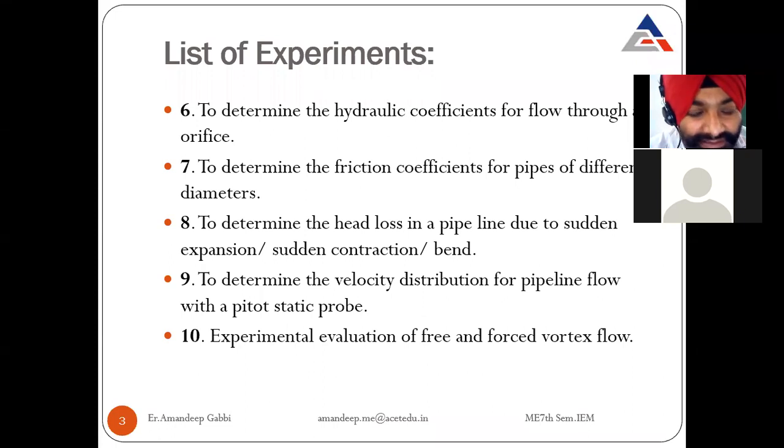Then the seventh experiment that we are going to do is to determine the frictional coefficient for pipes of different diameters. At our homes or in domestic uses, we have pipes of half inch diameter, an inch diameter, 1.5 inch diameter, 2 inches, 4 inches, and 6 inches. In this particular experiment, when water is flowing through pipes of different diameters, what is the coefficient of friction related to that? We will study that in this experiment.